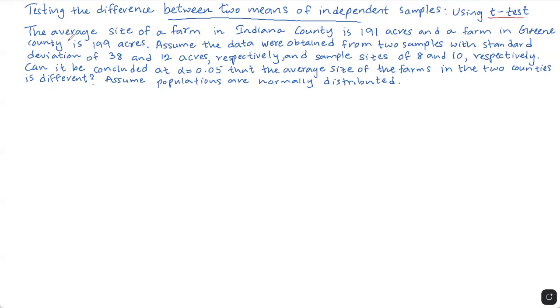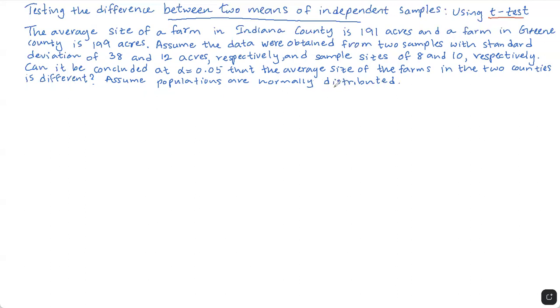This is the problem. The average size of a farm in Indiana County is 191 acres and a farm in Greene County is 199 acres. Assume the data were obtained from two samples with standard deviation of 38 and 12 acres respectively, and sample sizes of 8 and 10 respectively. Can it be concluded at alpha equals 0.05 that the average size of the farms in the two counties is different? Assume populations are normally distributed.